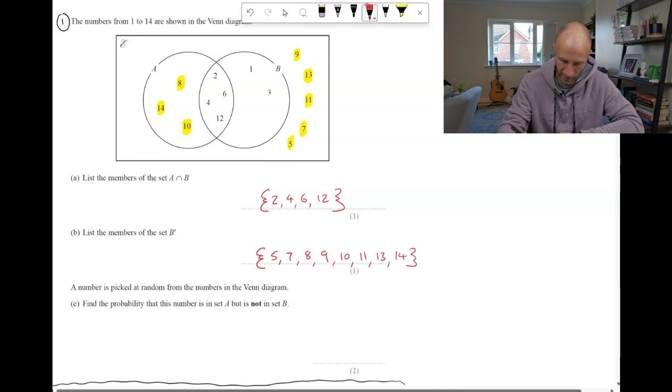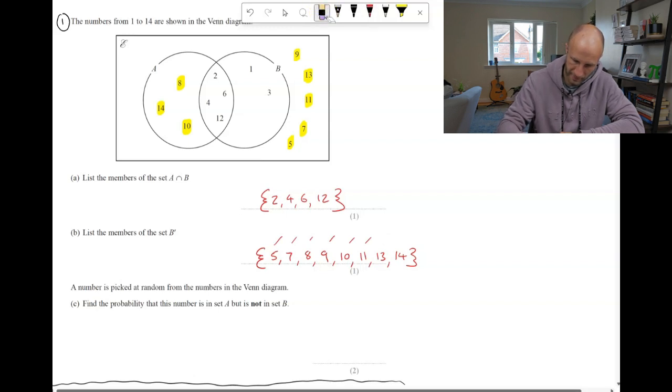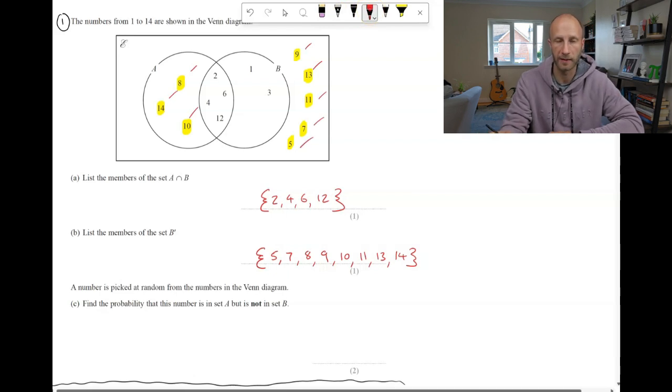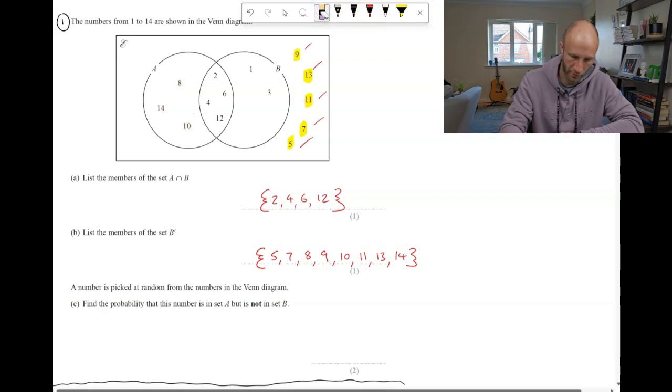And just a quick double check, I have 1, 2, 3, 4, 5, 6, 7, 8 in my set. So hopefully there are 8 things outside of B, and there are 1, 2, 3, 4, 5, 6, 7, 8 things highlighted outside of B. So that's just the complement, those things that are not in B.